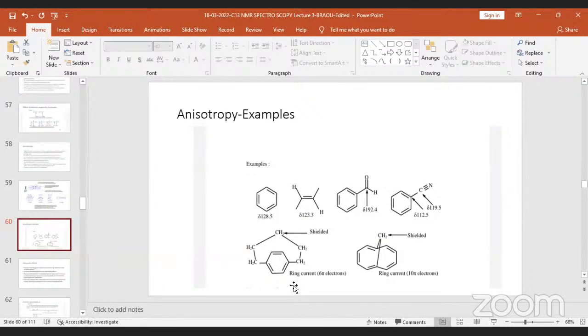Similarly, these are 10 pi electrons, and the ring current here also generates a secondary magnetic field that opposes the applied magnetic field above and below. So it is also aromatic, isn't it? The CH2 above is shielded. Even below, if there are any carbons above or below, they will be shielded. That is due to anisotropy.